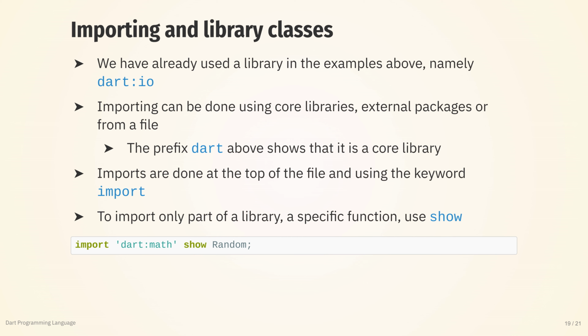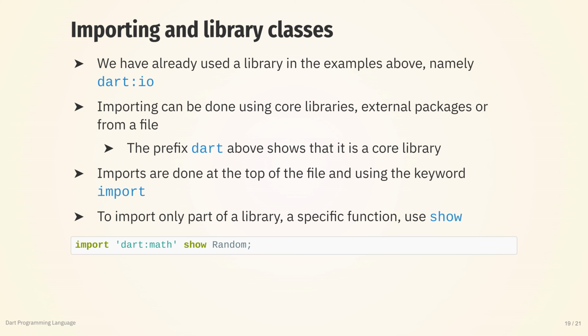Lastly, something little about importing and library classes. We've seen some Flutter examples where we always import the material design libraries, and we've also imported Google Fonts, for example, in the previous lecture. And we do that by the import keyword. And if we have a library which is a core library, it has dot before a colon in the name. So, for example, import dot colon math will import the core library math.